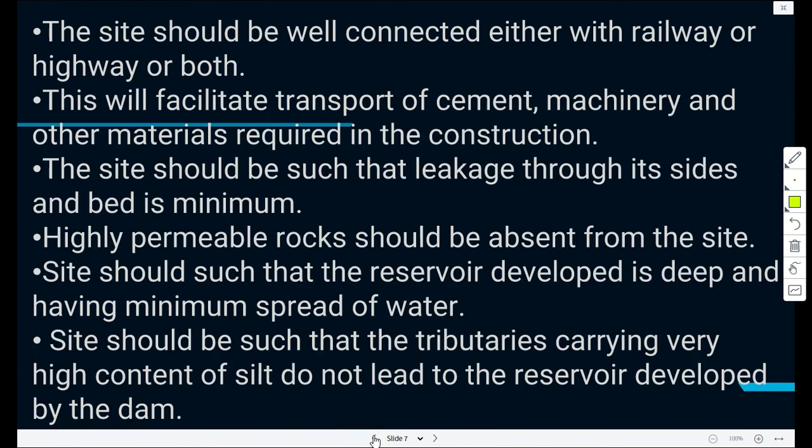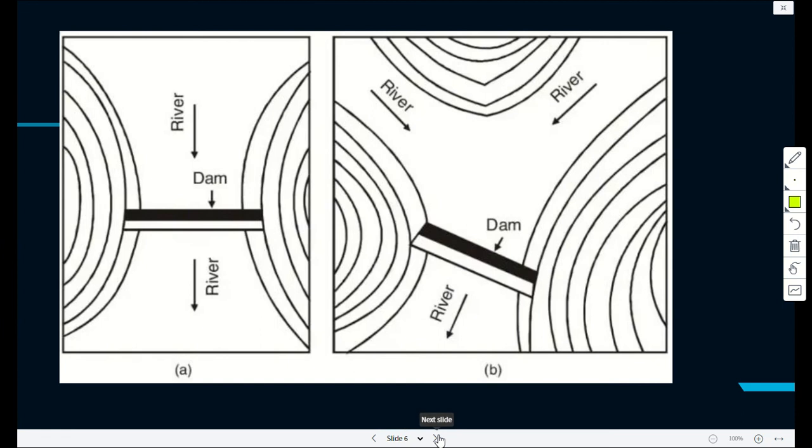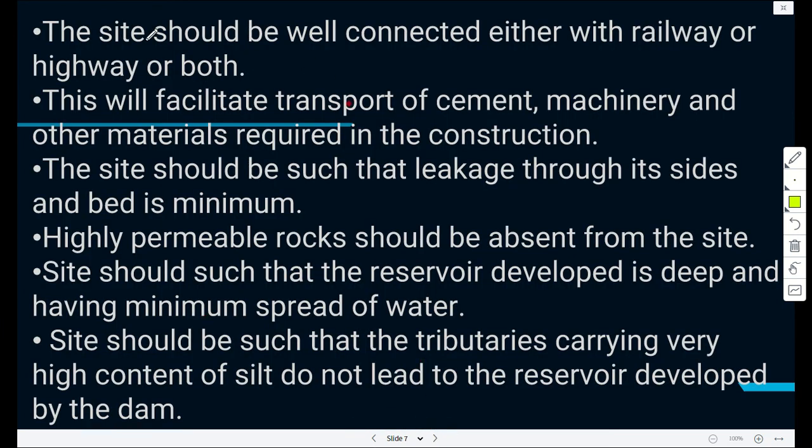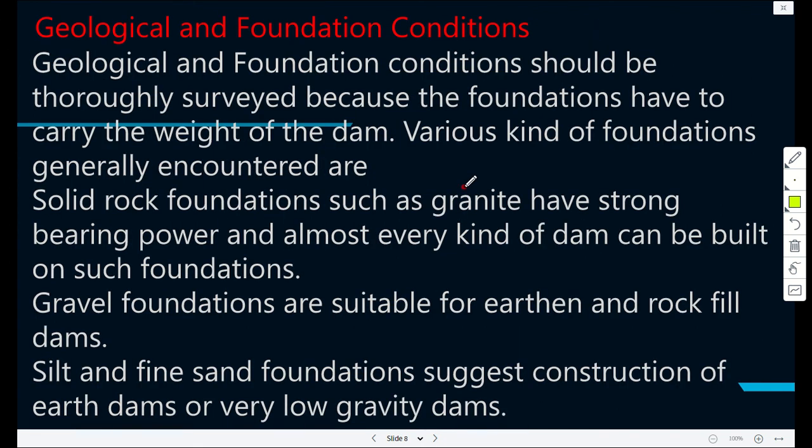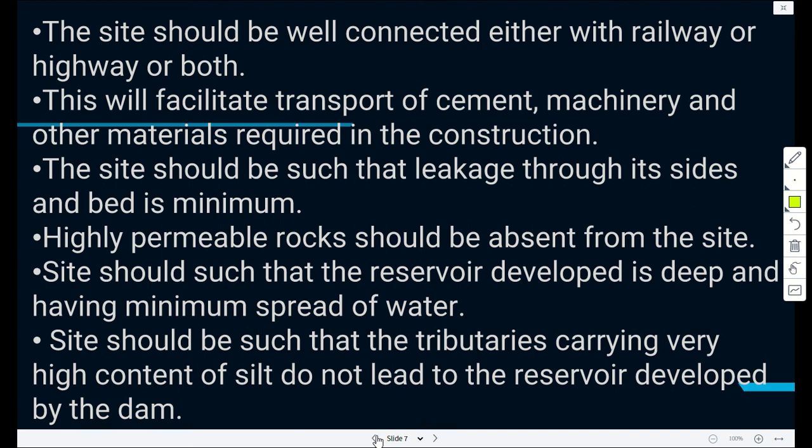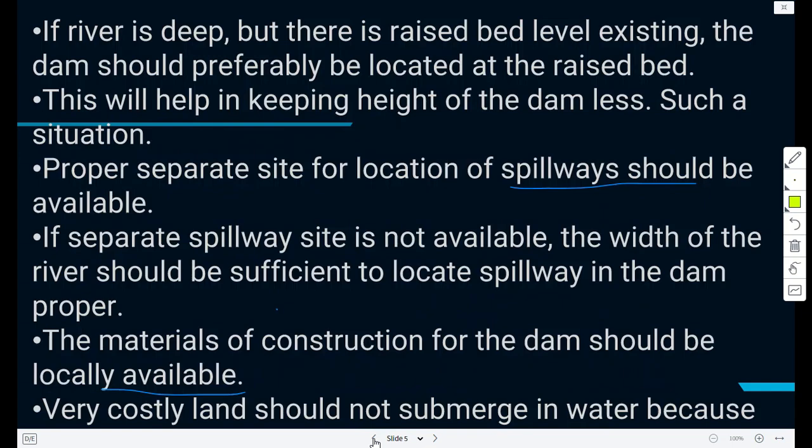So here we've talked about most of the factors: topography, even the geological and foundation factor, permeability, and the availability of materials. But here we are trying to separate the issues. Some of these issues might overlap, but please do not confuse that some of them are individual issues, not under topography.